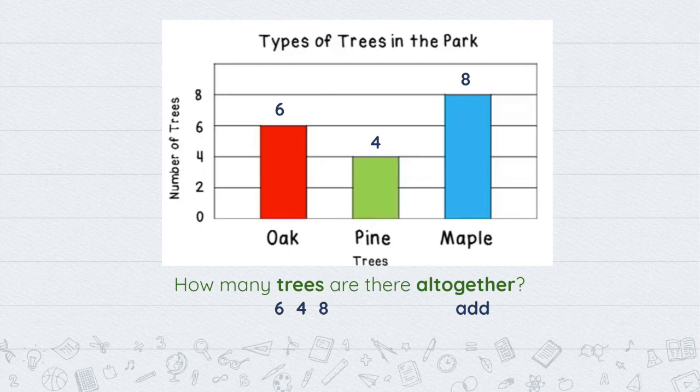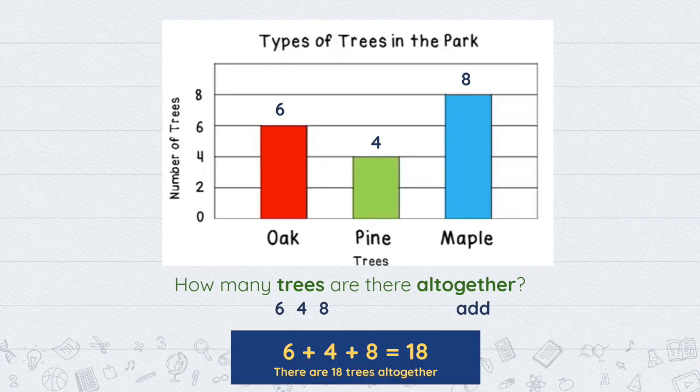So now I can look back at the question and think about which operation I'm going to do. How many trees are there all together? I know the word all together tells me to add. And there are 3 different types of trees. There are 3 numbers that I found. So those are the 3 numbers that I'm going to add. So now I can write my equation. 6 plus 4 equals 10. 10 plus 8 equals 18. How many trees are there all together? There are 18 trees all together.